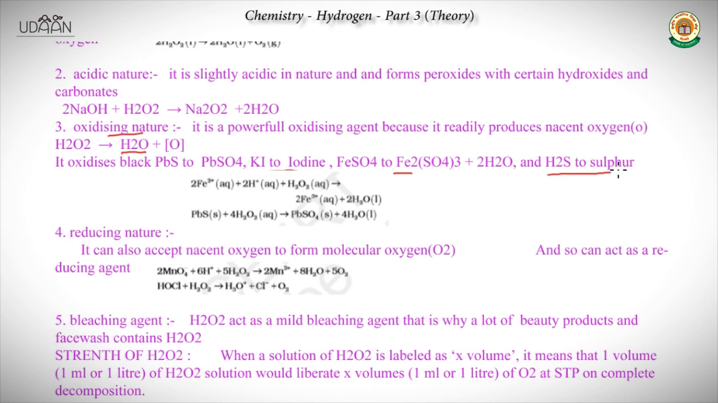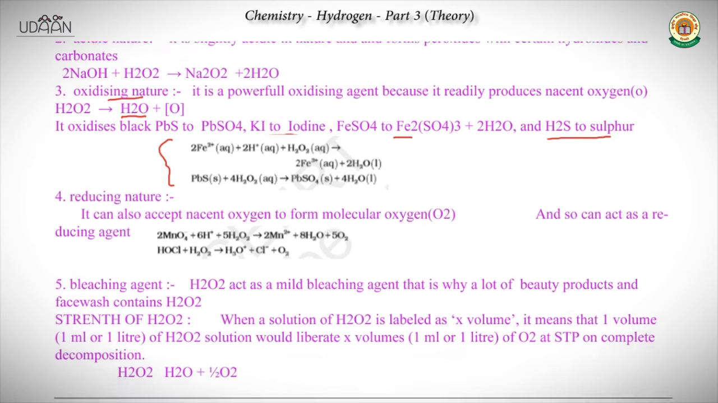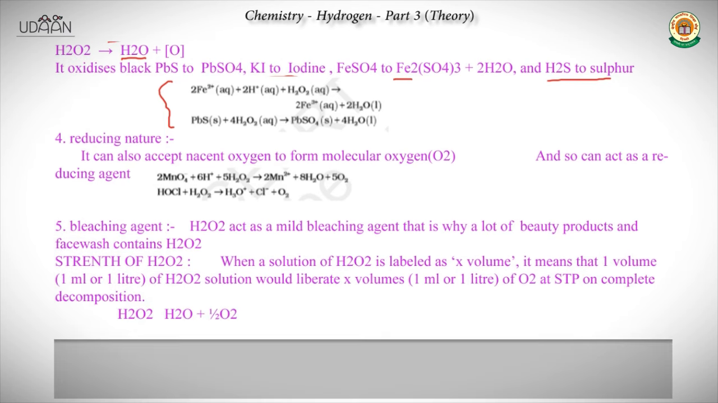can act as a strong oxidizing agent, and some reactions are shown: Fe is oxidized from +2 to +3, and PbS is converted into PbSO4. So basically sulfur is oxidized from -2 to +6.